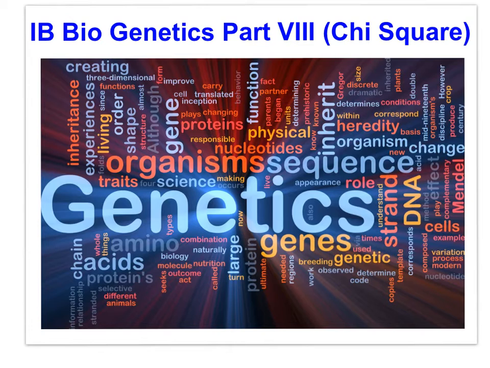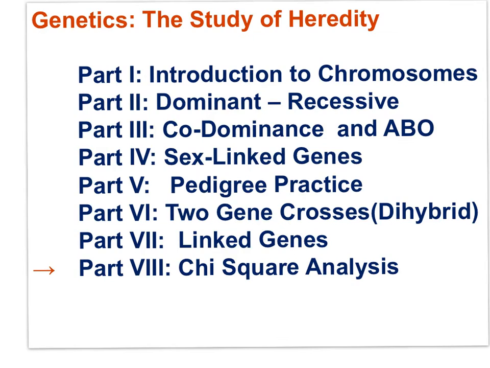The material here is for HL students only, but SL students may need to use the chi-square analysis for IA work. The essential idea is genes may be linked or unlinked and are inherited accordingly. Here is the outline of all the genetics movies available for your study. Use this outline to find the movie you need. This movie is focused here.